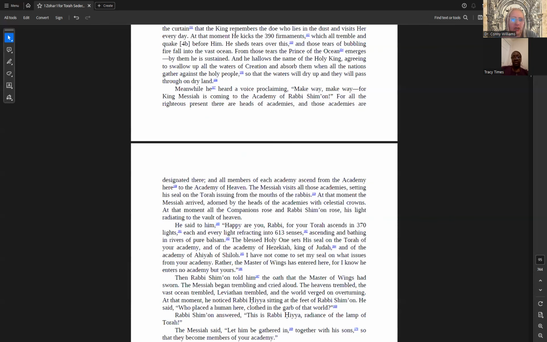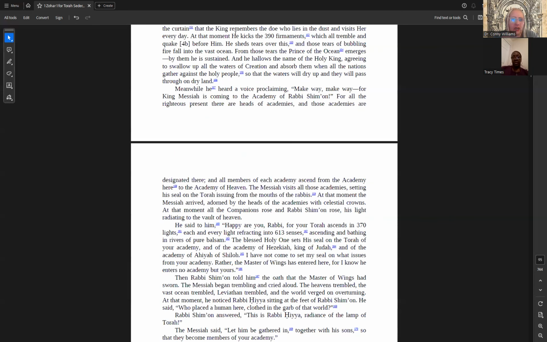But nevertheless, Matt gave all the instances, which is appropriate. We need to know them all. But since he's heard from behind the curtain, obviously he was in front of the curtain, that the king remembers the doe who lies in the dust and visits her every day. I'm going back to Watan.